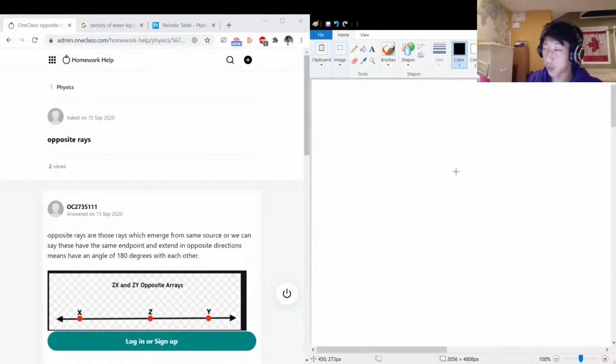Okay, so the next question that we got is two words: opposite rays. I think it's more likely just asking, what happens when we have opposite rays. The quick answer is that they make a line. But let's rewind a little bit and let's talk about what a ray is.